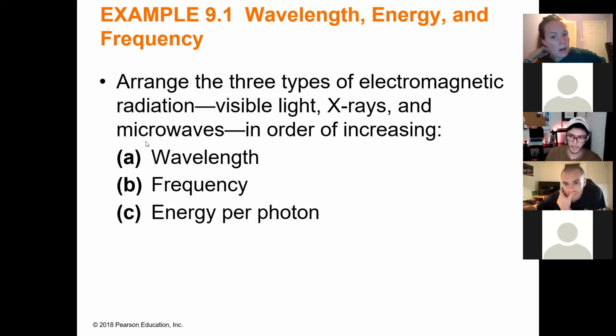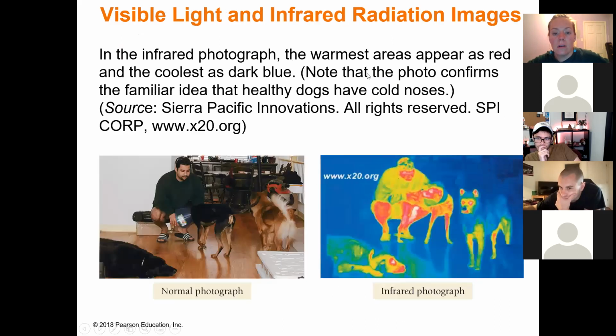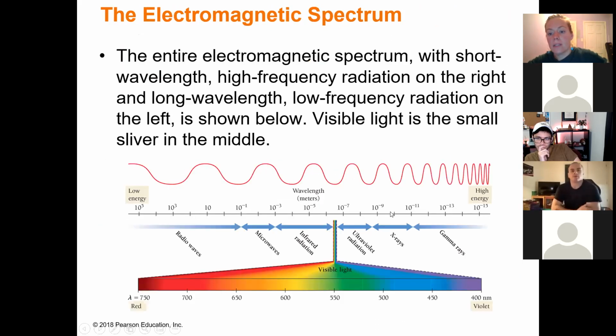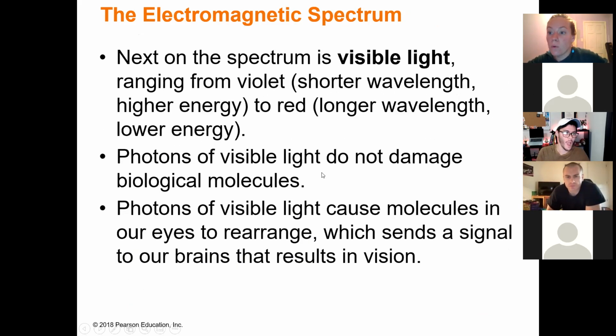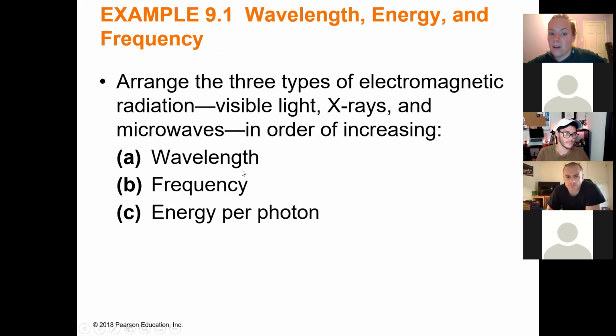Okay, if we are arranging these in order of increasing, that means we need to start with the smallest. The smallest wavelength of these three is going to be our X-ray. If we go back to our chart, we can see X-rays have the smallest wavelength. Then we go to visible light, then microwaves. If you can organize that, then the other ones come kind of easy because it's an inverse. So we just flip them, right?